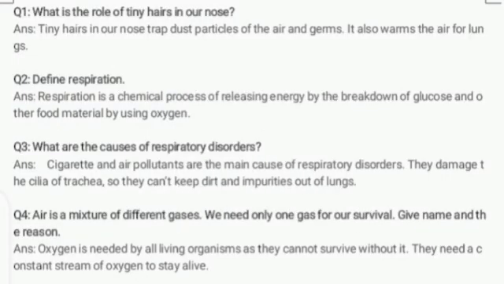Question number 1. What is the role of tiny hairs in our nose? Tiny hairs in our nose trap dust particles and germs from the air. They also warm the air for the lungs.